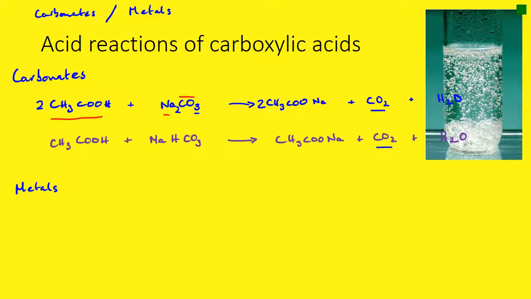So that's the test, if you remember, for acids, i.e. add a spatula of sodium hydrogen carbonate or sodium carbonate. Okay, back to metals. How do carboxylic acids react with metals? Again, the carboxylic acids are going to react in the same way with metals as mineral acids did. So let's use ethanoic acid again.